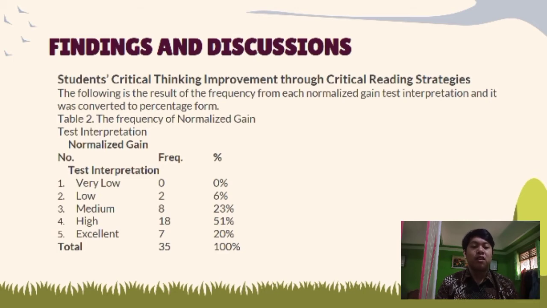Based on the categorization of student score improvement from pre-test to post-test adapted from Hake, a normalized gain score between 0.30 and 0.70 is considered high. The results show that there were 18 students, or 51%, who acquired high improvement. It can be interpreted that high improvement dominated the result, which means critical reading strategies can improve students' critical thinking skills significantly.